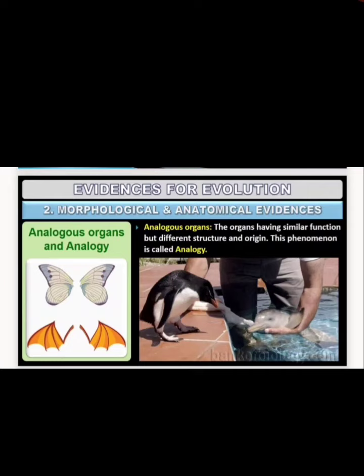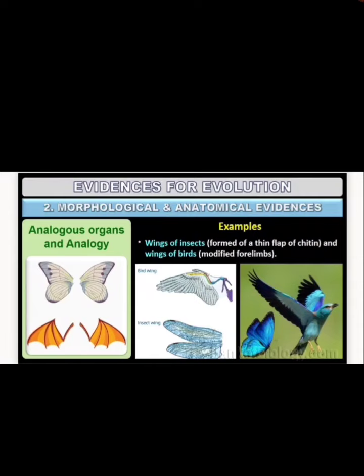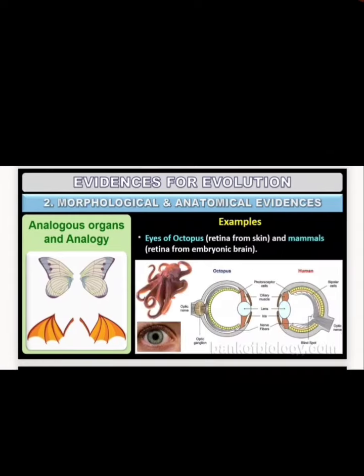They might have different structure but their function is the same. So the wings of insects are formed of a thin flap of chitin, and the wings of birds are modified forelimbs. Another example is the eyes of octopus, which are made up of retina from skin, as well as mammals, whose retina is made from the embryonic brain. But we all have eyes to see.